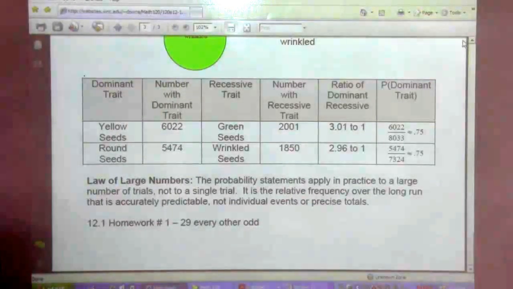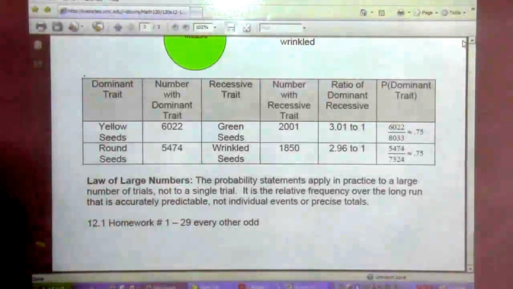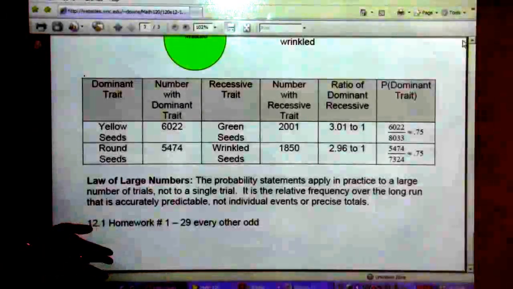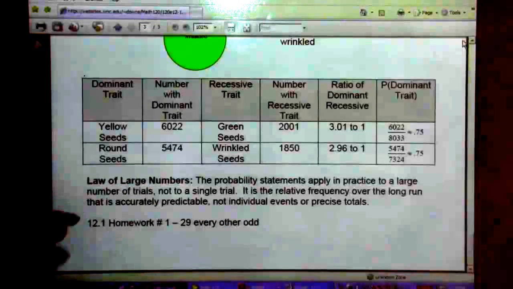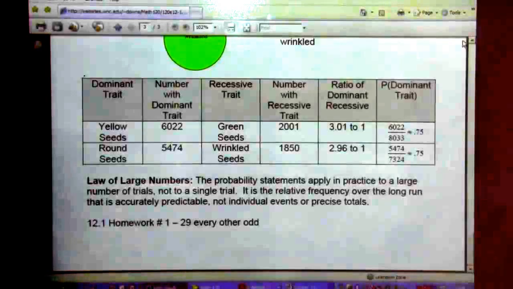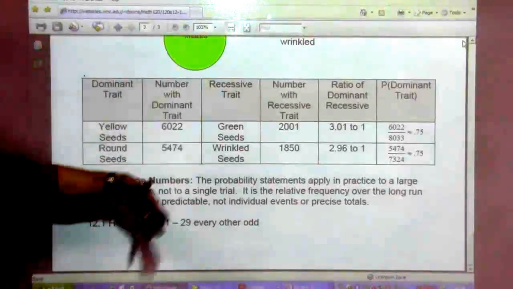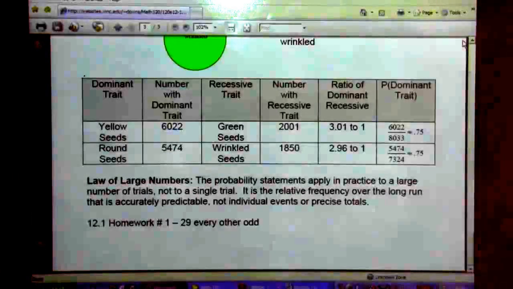The law of large numbers: the probability statements apply in practice to a large number of trials, not to a single trial. It is the relative frequency over the long run that is accurately predictable, not individual events or precise totals. So what's the overall pattern going to be? That's what we're talking about.